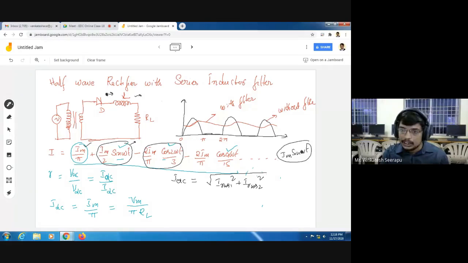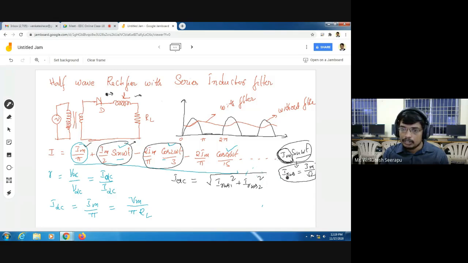What is the RMS value of this signal? The RMS value of this signal is the maximum value divided by √2. The maximum value means the constant value multiplying the sine term, and that value is called the maximum value. So the maximum value by √2, Im by √2. We will find the IRMS value like this equation.